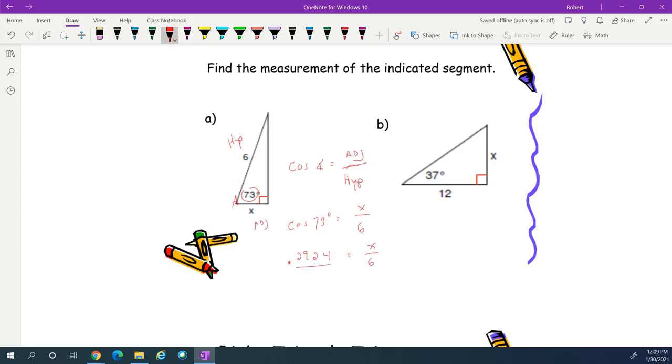We're going to put this over 1, and we're going to cross multiply. Well, 1 times x is x. So now we have 0.2924 times 6, and I get 1.7544, but the directions were to the 10th. So 1.8 is going to be my final answer.